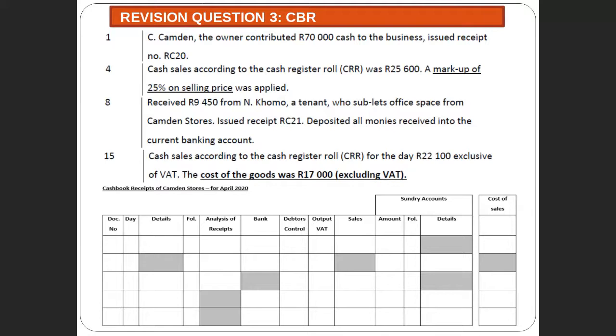So guys, because of space, and because I didn't want to go back and forth, I took only those transactions we said would go to the CBR and put them together here. Can you see now? I'm not going to go back and check them again. The first one, on the first: Camden, the owner, contributed 70,000 cash to the business, issued receipt RC20. Please tell me, how will I record this?